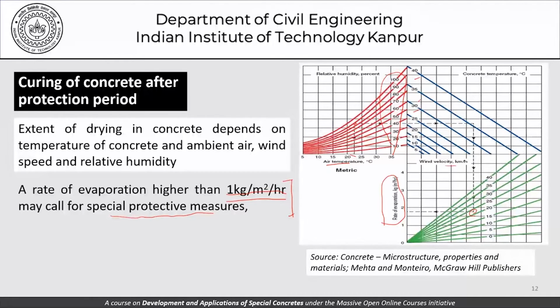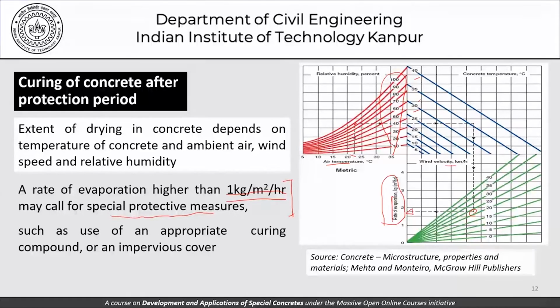And that's when you read off the rate of evaporation. So that's how we use this nomogram and try to come to this number, which helps us determine whether or not we need high weather concreting precautions. Such precautions would mean use of an appropriate curing compound or an impervious cover. Now the curing compound basically just seals the pores of the concrete and lowers the evaporation rate.